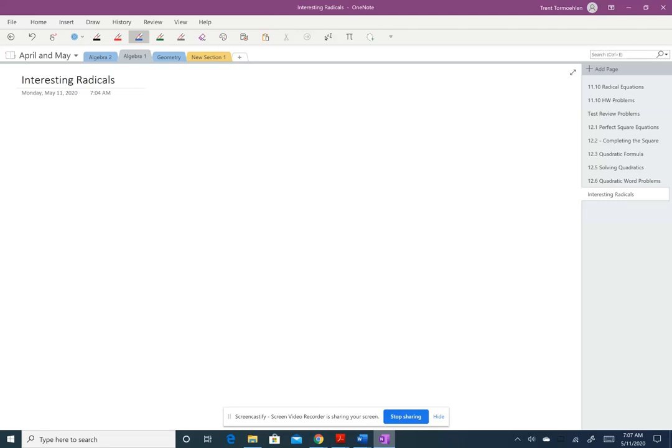Okay, so there are some interesting radical problems that we're going to take a look at. The first one is a problem that looks like this. You're asked to simplify the square root of 9 plus 2 root 14 plus the square root of 9 minus 2 root 14.